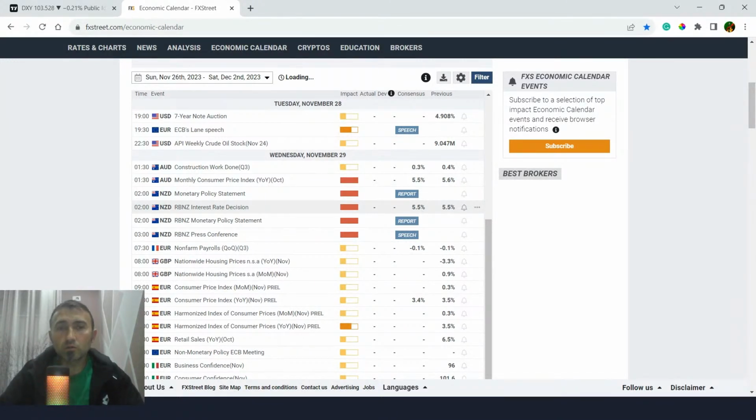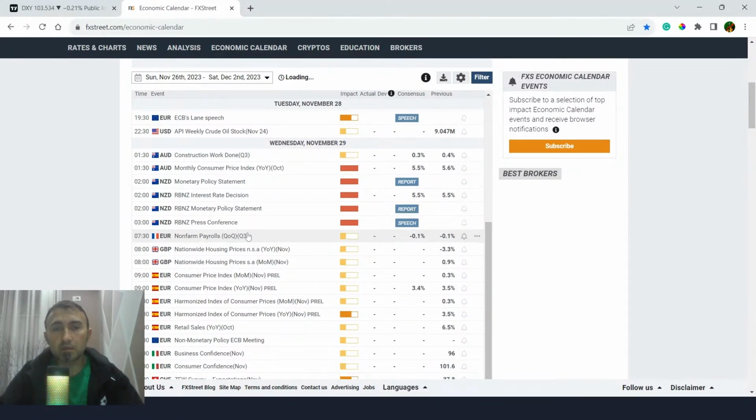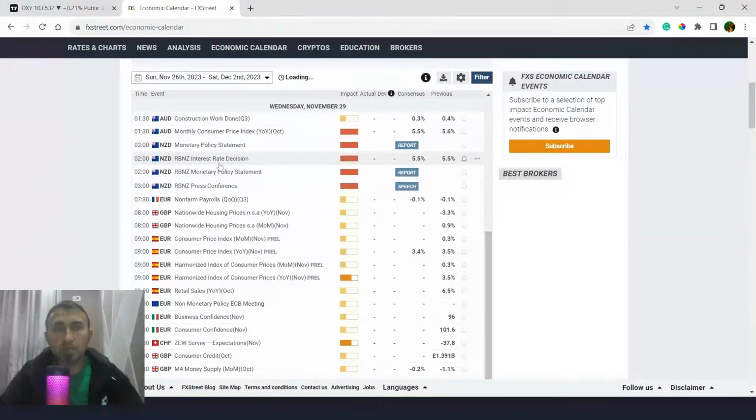However, the market should not anticipate any decrease in the interest rates. It's too early for that decision. The focus will be on the press conference, and we may see some hawkish statement from the Reserve Bank of New Zealand. So this is what I'm going to look at this week. It will be very interesting.